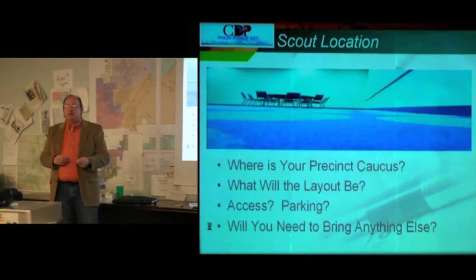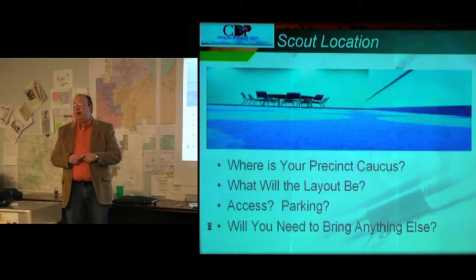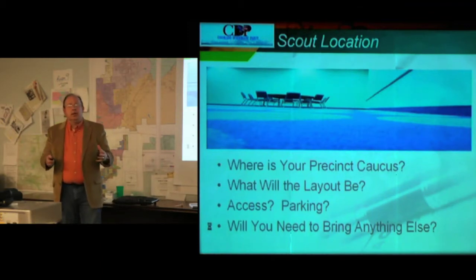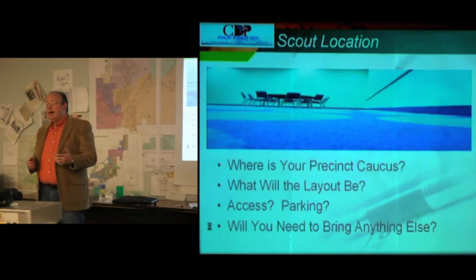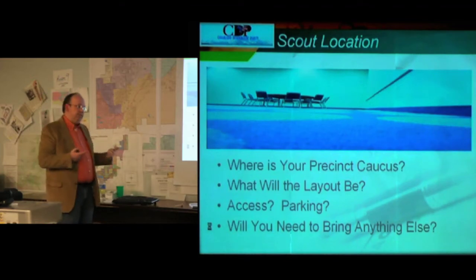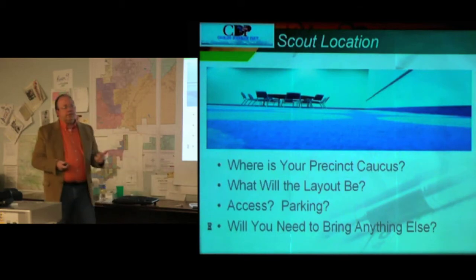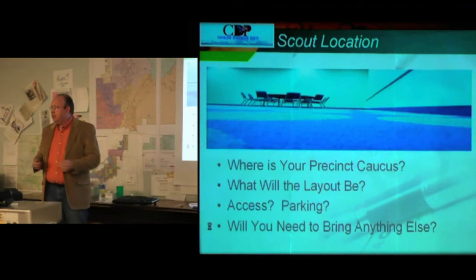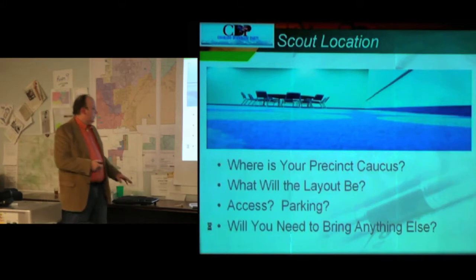What does access look like? Is there going to be an issue with parking? Should you arrive there early to make sure that you have a parking spot? I mean, is it in a heavily dense area where there's just not a whole lot of parking? All these are issues where you don't want to find out at 6:45 p.m. that you're going to end up parking 30 minutes away from the location just because you didn't think about parking. And again, will you need to bring anything else? Would it be helpful if you brought a table or an extra few chairs to the caucus location? If you're running your precinct caucus, those are the kinds of things that you should be thinking about.